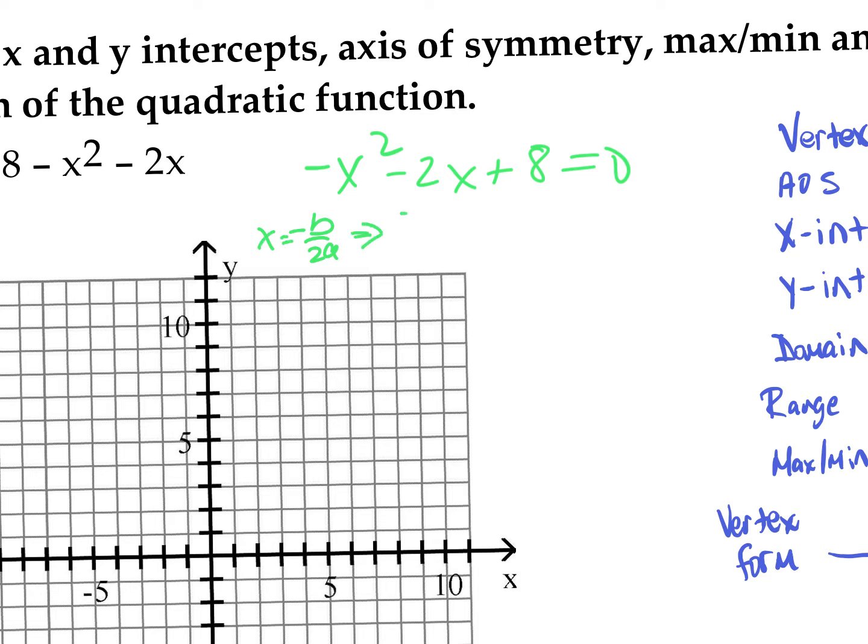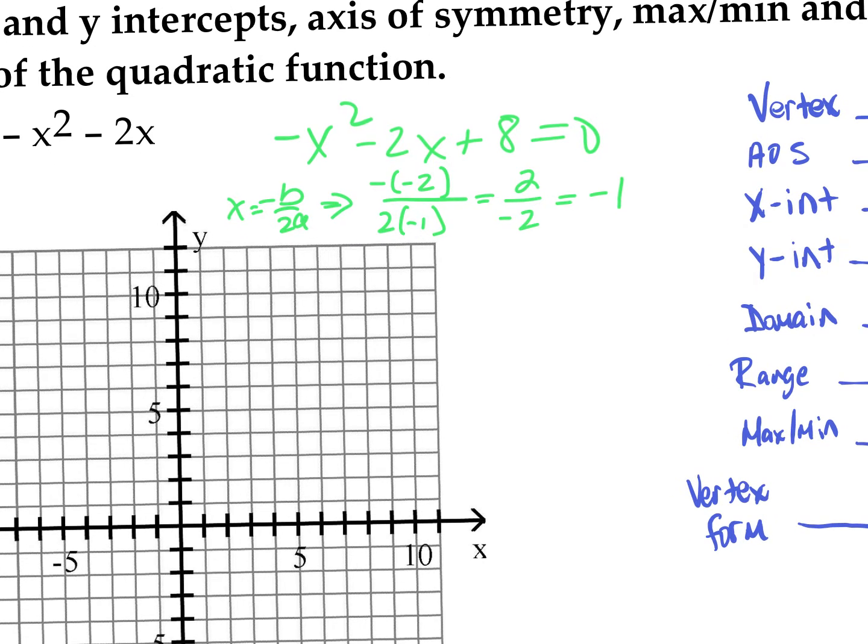So when we do this, we have a negative 2 over 2 times negative 1, correct? A negative 2 gives me 2 over negative 2, which gives me negative 1. How do we find the y part? Plug it back in. Just like on your quiz, you will probably have a fraction. We should all be able to work with fractions.